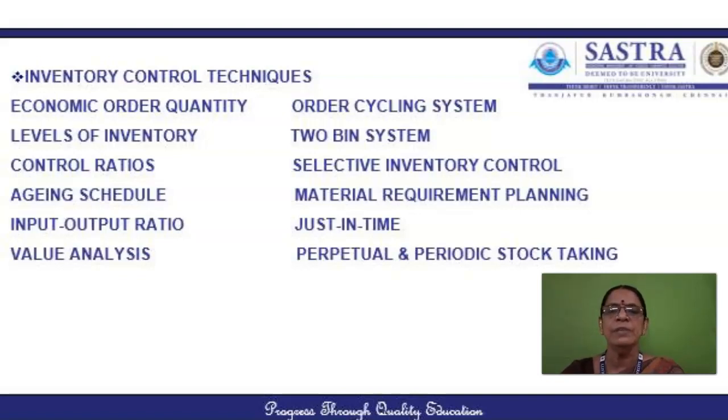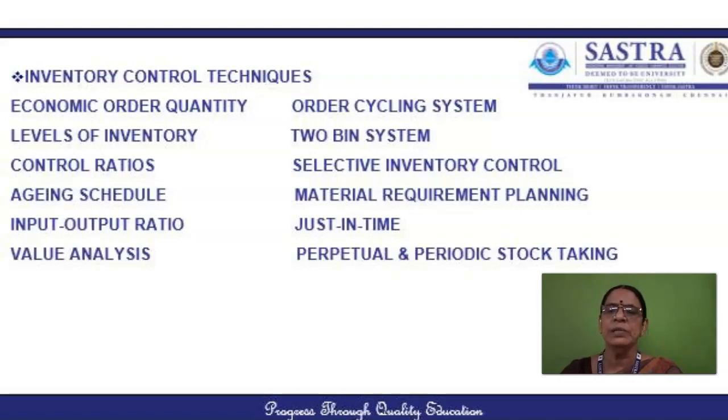Weeks inventory of raw material: raw material inventory on hand divided by weekly consumption of raw materials. Weeks raw material on order: raw material on order divided by weekly consumption of raw materials. Weeks inventory of finished goods: finished goods inventory divided by the weekly sales of finished goods.